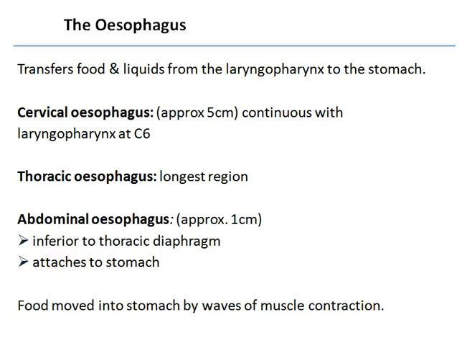Then you have a portion that runs through the thoracic cavity, the thoracic esophagus, and then we have a short portion, the abdominal esophagus, which projects below the thoracic diaphragm to attach to the stomach, and that's typically only about 1 centimetre in length. The movement of food down the esophagus towards the stomach is achieved by a wave-like motion we call peristalsis. And this peristalsis is occurring because there's coordinated contraction of muscle fibres in the muscularis externa of the wall of the esophagus.